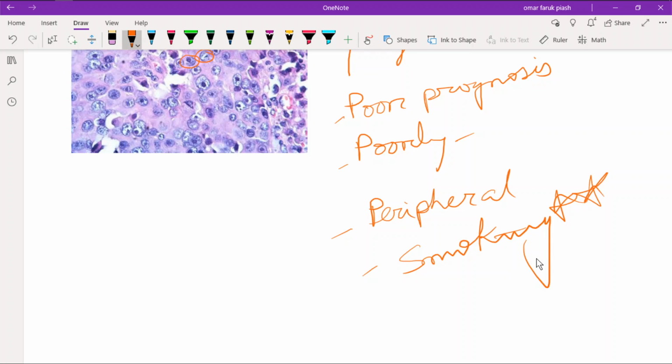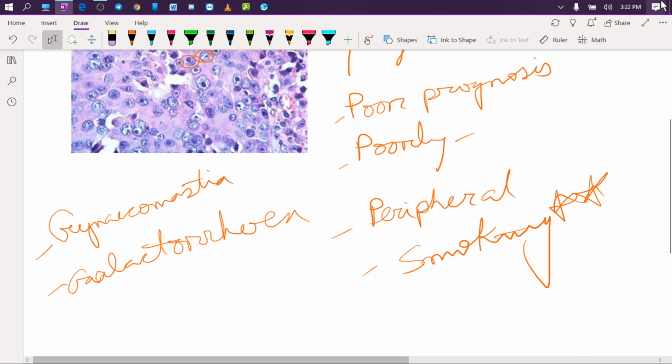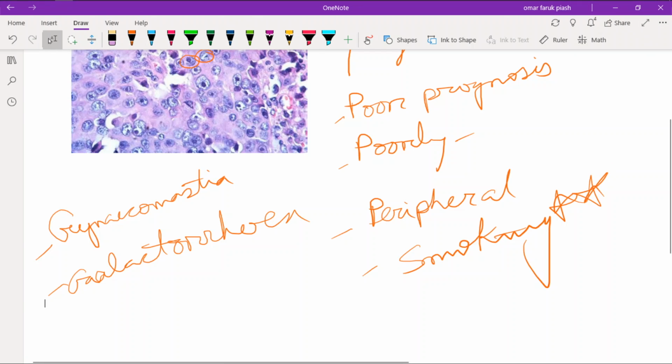And there are some features: the breast becomes enlarged, causing gynecomastia, and there is secretion of milk. That means you may get gynecomastia and galactorrhea. This is very important. If you see a lung cancer where there is gynecomastia and galactorrhea, you can easily sense that this person might have large cell cancer.